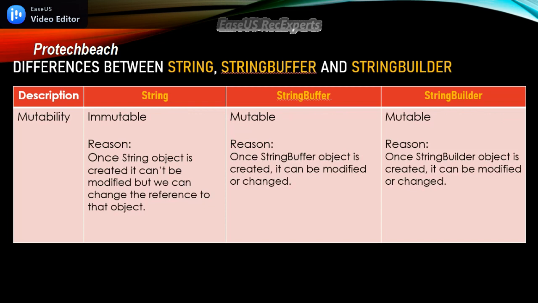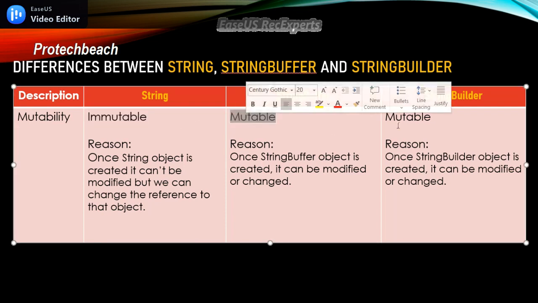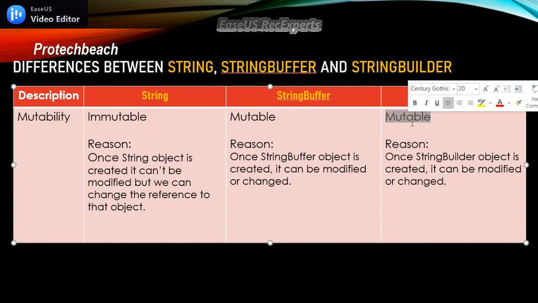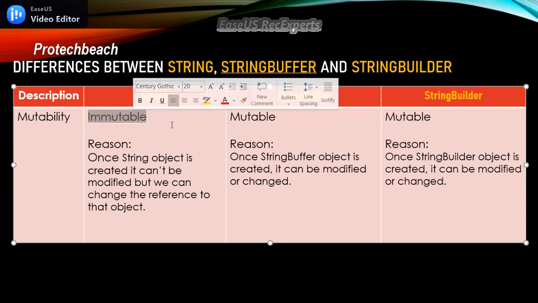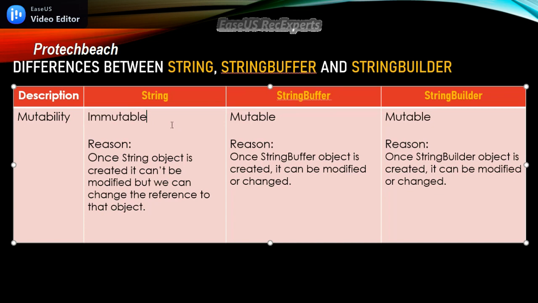Okay, the first one is very important, that is the mutability nature. String is immutable, and StringBuffer and StringBuilder are mutable in nature. This is a common question asked in interviews: what is the difference between mutable and immutable, and which class objects can we create as mutable or immutable? So what exactly is immutable in nature? I have already created separate videos for StringBuffer and StringBuilder, so if you didn't watch them, please go and watch for a better understanding of the differences between these three.